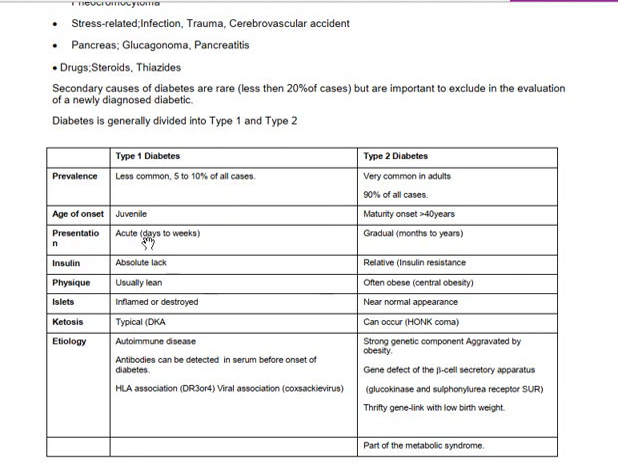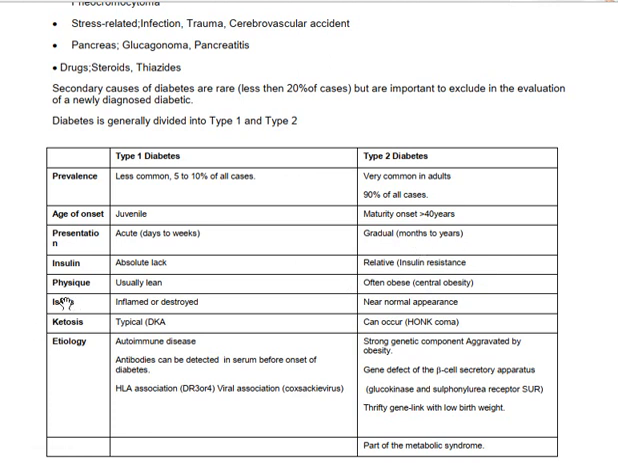Now, insulin here is absolute lack. There is a relative absolute lack. At the beginning of type 2 diabetes, you have insulin resistance, but at the end of type 2 diabetes, where there is no secretion of insulin, there is insulin lack. For the physique, usually there is lean body mass here, and usually they are obese. It is their central obesity which resulted in their type 2 diabetes, because the adipokines which are secreted by the adipocytes are those factors that cause insulin resistance.